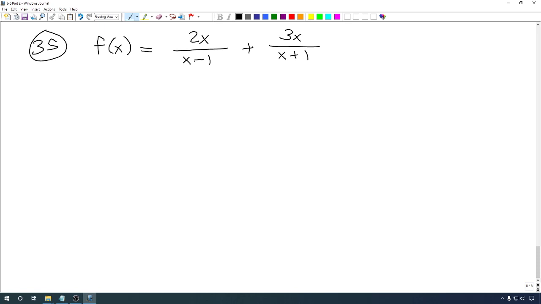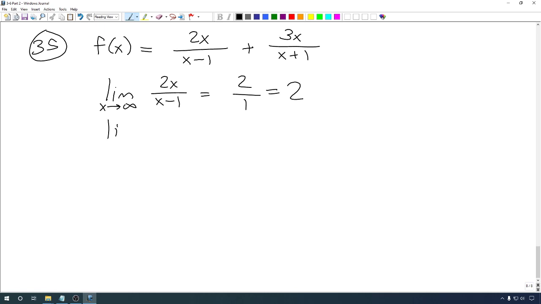Now, in this first fraction, we have a degree of 1 on top and a degree of 1 on the bottom. Those are equal to each other. And so, when we look at the limit as x goes to infinity of this first fraction, all we need to do is look at our leading coefficient. The leading coefficient of the top is 2. Leading coefficient of the bottom is 1. Remember, there's a hidden 1 in front of the x here. So the limit of this first fraction at infinity is 2.